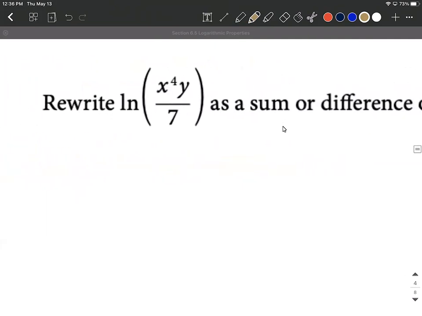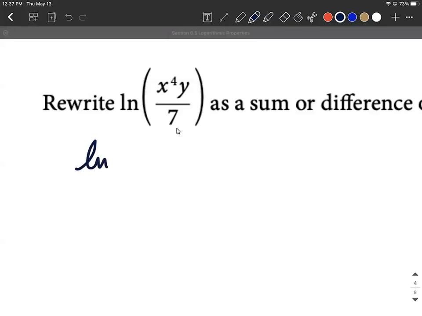All right, what about we introduce an exponent in this one? We have a natural log of x to the 4th times y all over 7. Can't factor the 7. Nice prime number from the beginning. So let's work on first just rewriting these, splitting these apart. Natural log is a log. It gets all the properties of logarithms.